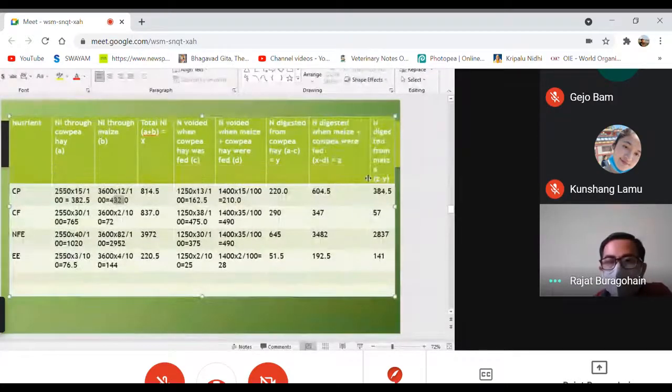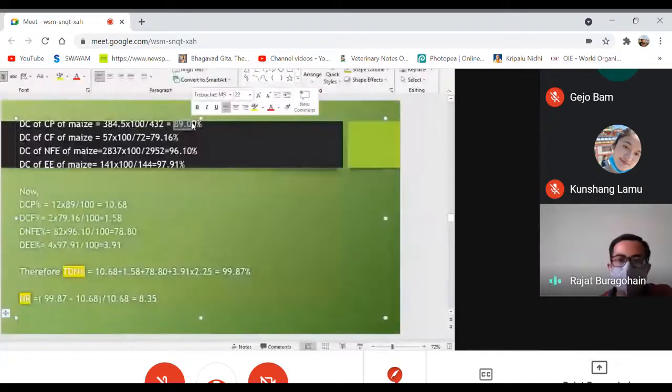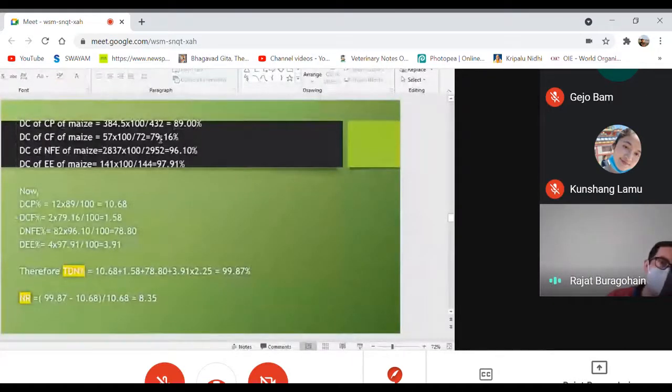Therefore, this divided by this into 100 will give 89%. Clear? Then similarly for CF, this mass; for NFE, this mass; for iterate of maize, this mass. Now this is the digestibility coefficient. Now the digestible nutrients mean DCP, DCF, DNFE.